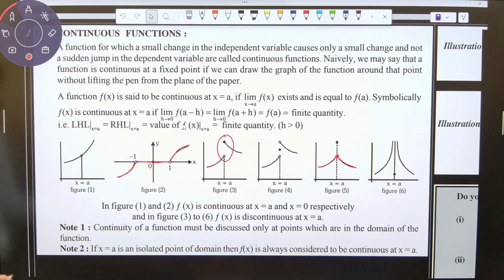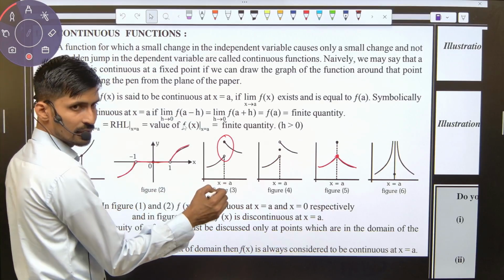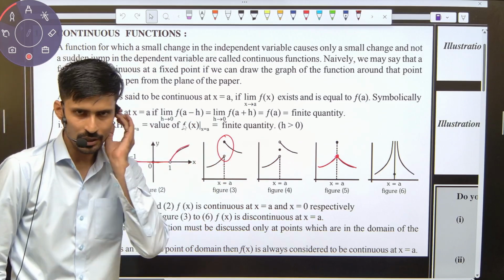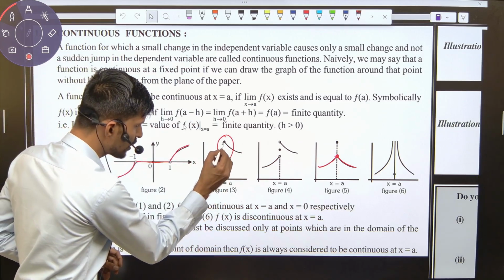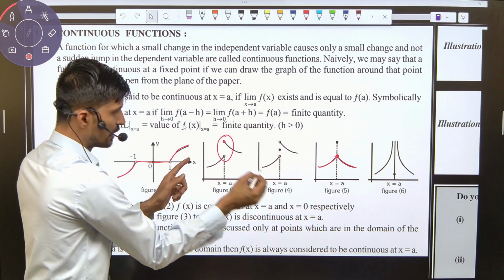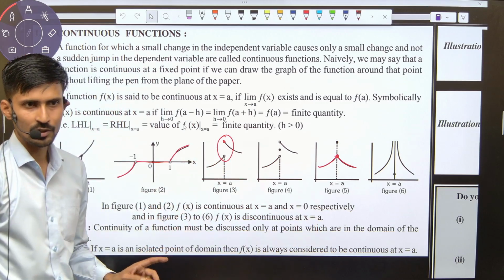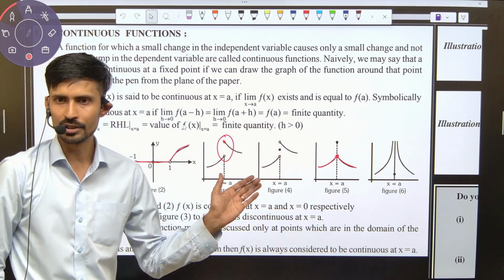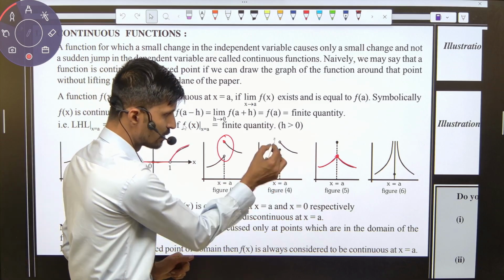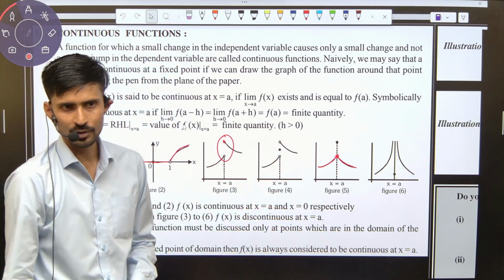If I say here at x is equal to a, we have right continuity or left continuity. At x is equal to a, this point is connected with the right point. This point is not getting connected with the left point. So we'll say it has right continuity. It doesn't have left continuity. Okay. Now tell me here, right continuity or left continuity?